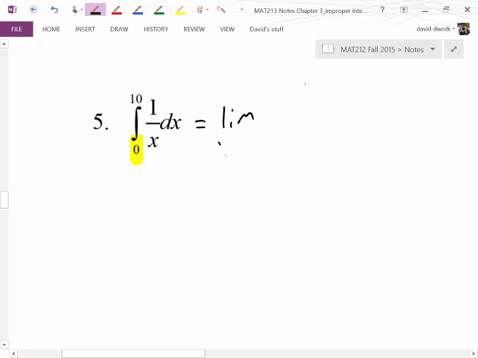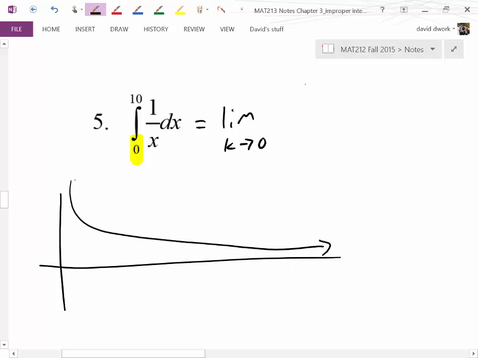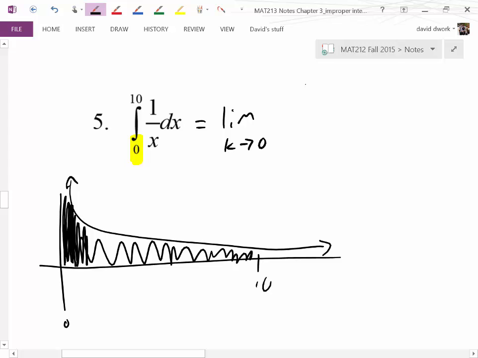And the question here is, as k approaches 0 is not really what we need. When you think about what we're saying here, we're talking about the graph of 1 over x going from 0 to 10. I want this area under the curve. But the idea here is I don't really include 0. I'm doing all my values as I approach 0 from the right hand side, from the positive side. So really here, what I need is the limit as k approaches 0 from the right hand side.